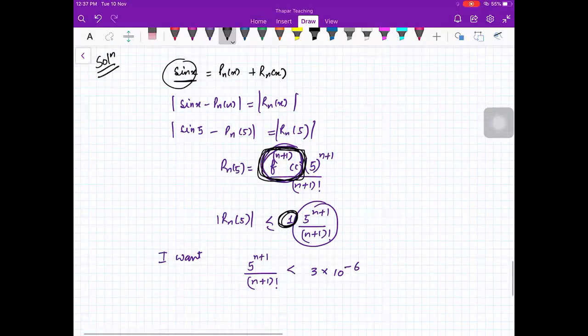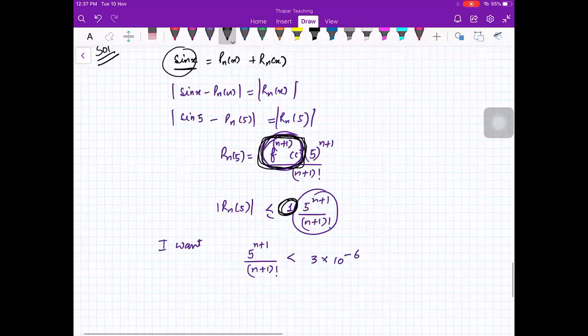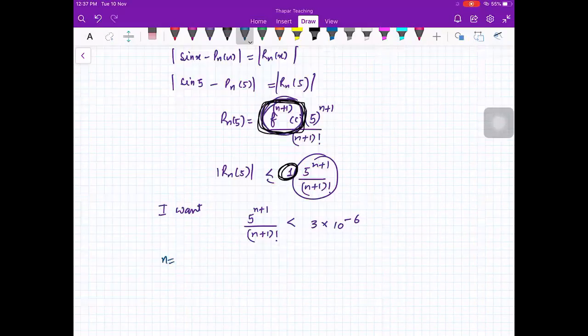Now, obviously you should not start with n equal to 1. We can start with 4, say. If we get this number less than 3 into 10 to the power minus 6, then we can try a smaller value. So for n equal to 4, this is 5 raised to 5 upon 5 factorial. Can you tell me what this number is? Anybody?